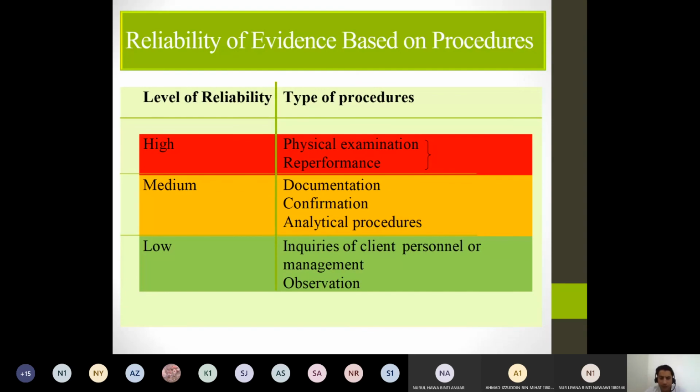But medium evidence, which is documentation, confirmation, analytical procedures, is about collecting something: we get ready documents either from our client company or from other parties. The lowest is about asking questions and observing. So there is less involvement and less cost with these two types of evidence.